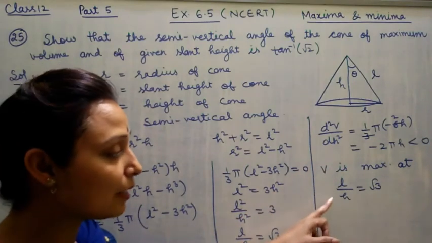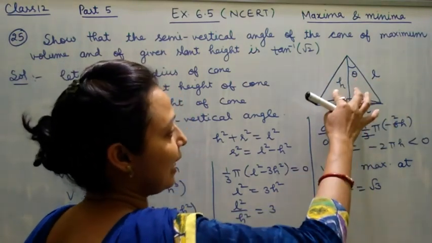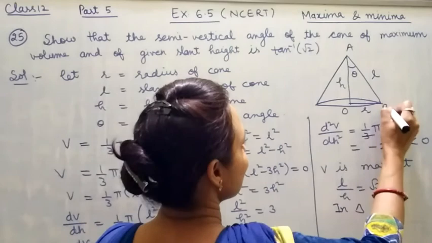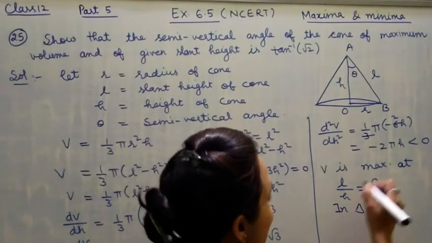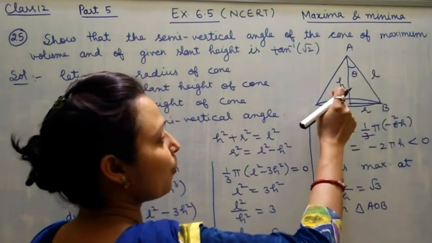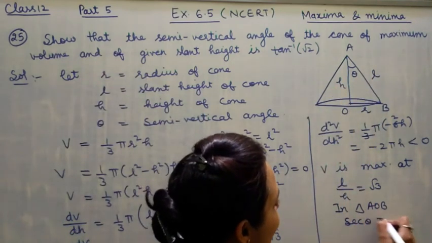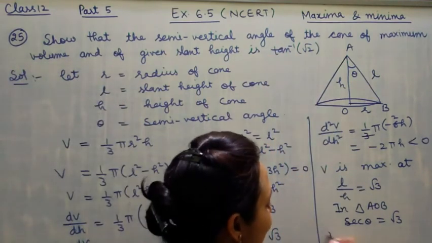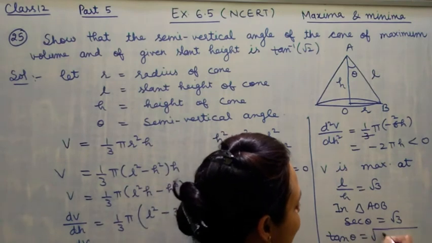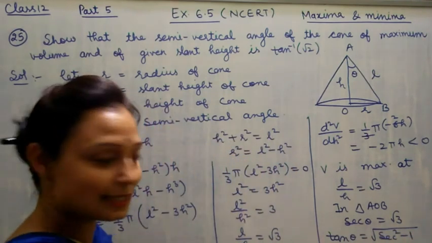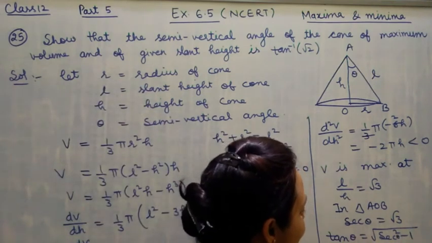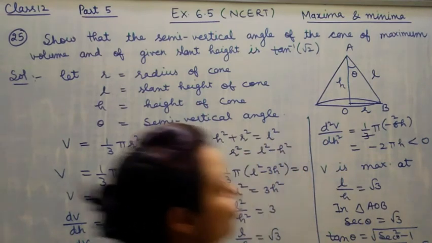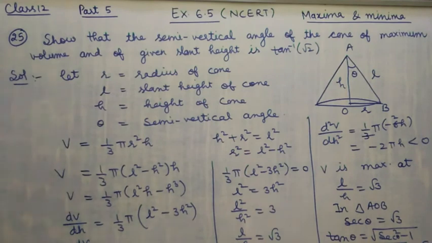Now what is the value of L upon h? In triangle AOB, L upon h, hypotenuse upon base, is secant theta, which equals root 3. But we will find the value in the form of tan. Tan theta is equal to the square root of secant square theta minus 1. So I write root 3 whole square minus 1, and the root cancels, we get root 2.